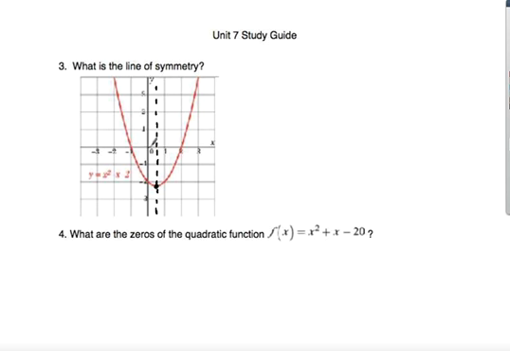Now it looks to me like it's right between 0 and 1. So I'm going to say that this is at 0.5. Now because it is a line of symmetry, I want to write the equation for that line. And because it's a vertical line, it's going to be an x equals. So it's going to be x equals 0.5.